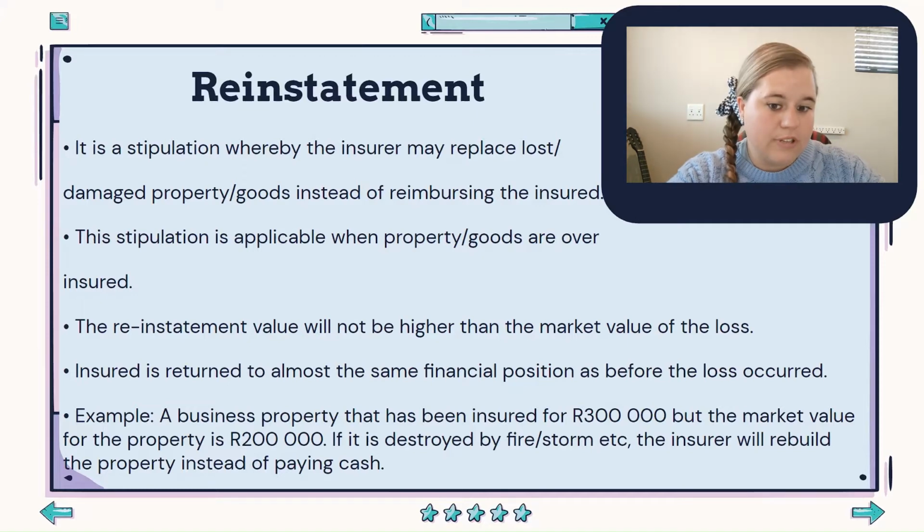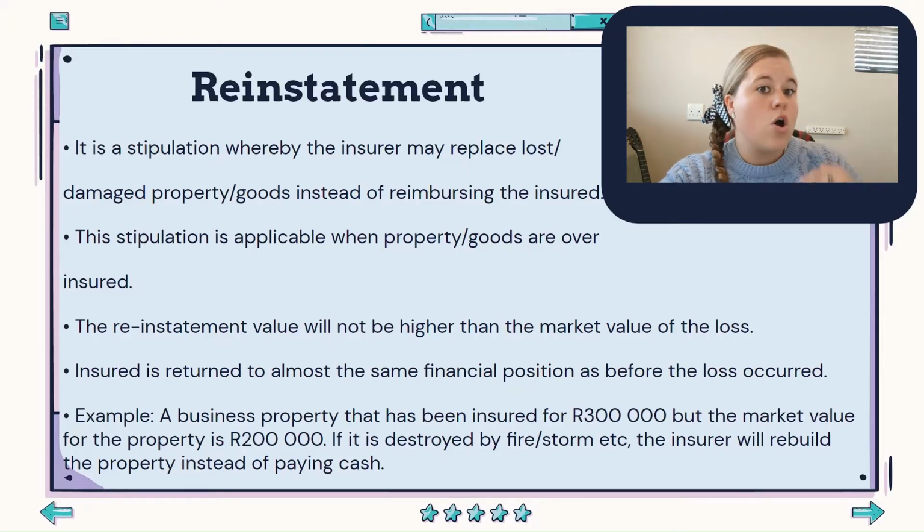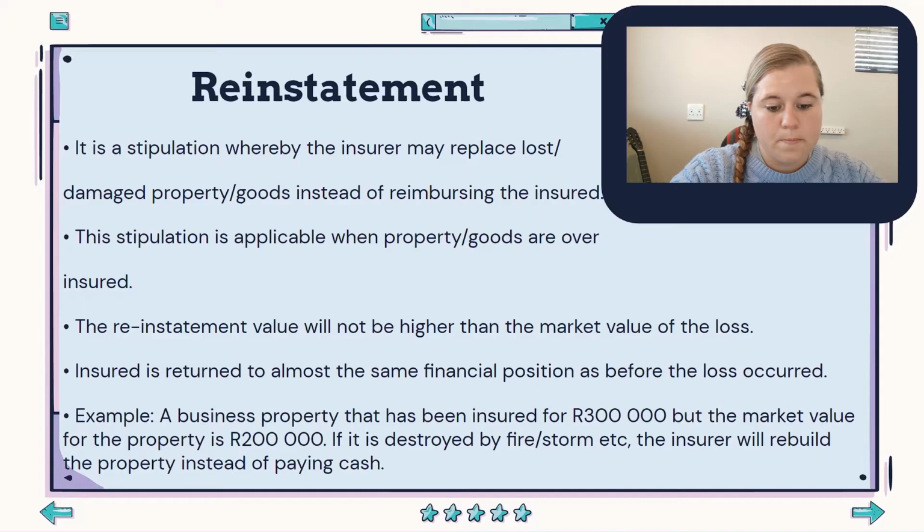So an example of this: a business property that has been insured for 300,000, but the market value of the property is only 200,000. Already there you can see we are over-insuring this. If it is destroyed by fire or a storm, the insurer will rebuild the property instead of paying the cash.